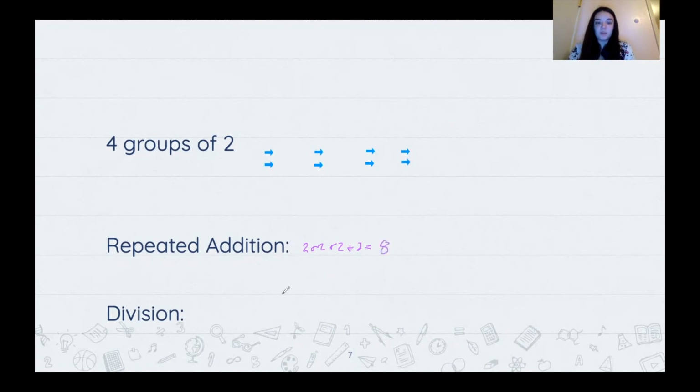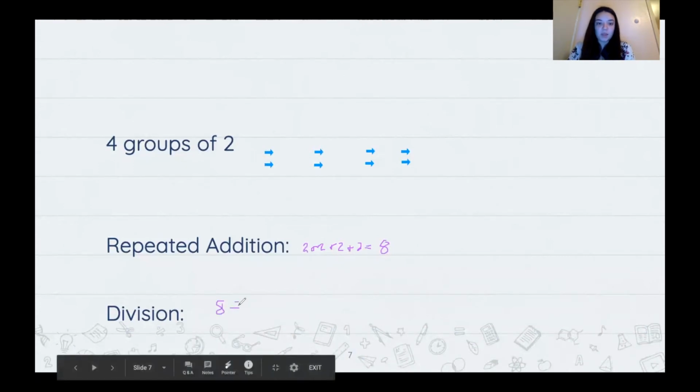Now I'm going to take this number because we know it's the total. 8 divided by 2, because there are 2 in each group, equals a total of 4 groups. Good.